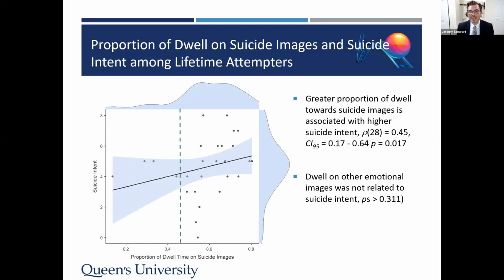Finally, we investigated suicidal intent among the 28 suicide attempters in our sample. In line with what ideation to action frameworks would predict, greater dwell towards suicide images was associated with higher self-reported suicidal intent among the attempters. I'm suspending major inferences, of course, until this is replicated in a much larger sample. But again, we find that the effect on intent was not significant for any other type of emotional image we used.